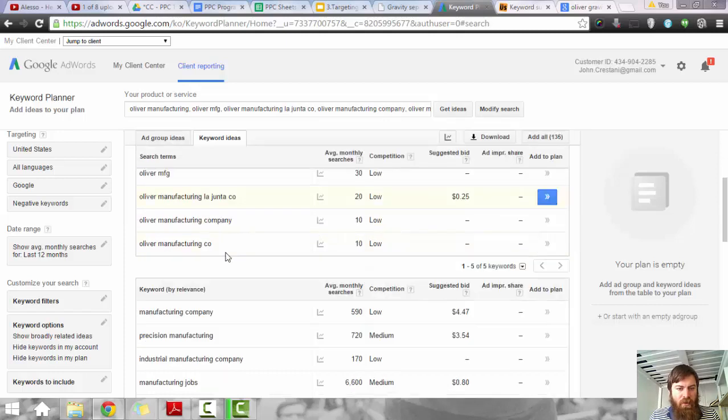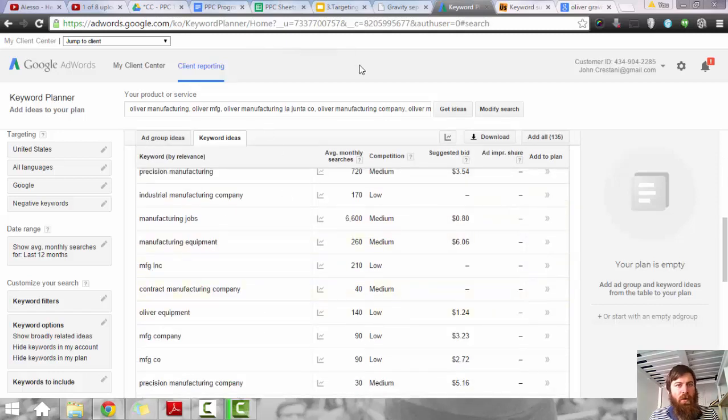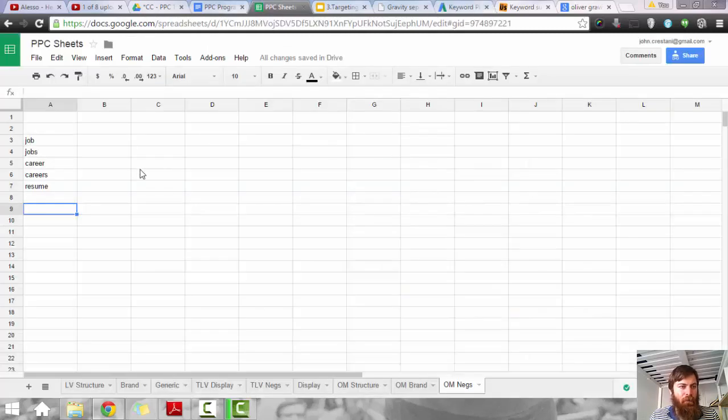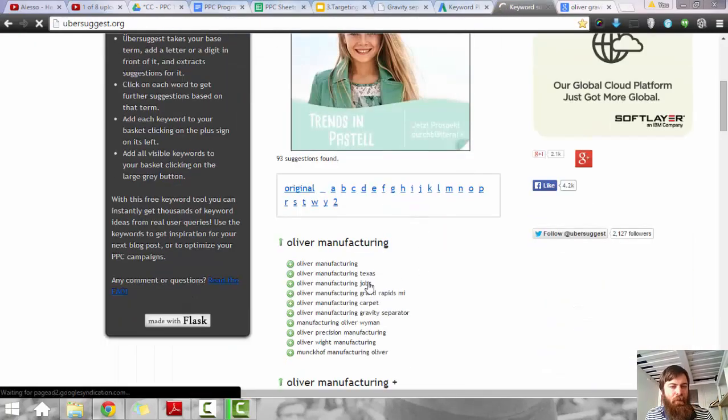Okay, so we have a couple searches. Oliver Manufacturing. Let's see if there are any others. So what I'll also want to do is add equipment, or I'll just say Oliver equipment as a negative. And we already have jobs and job.